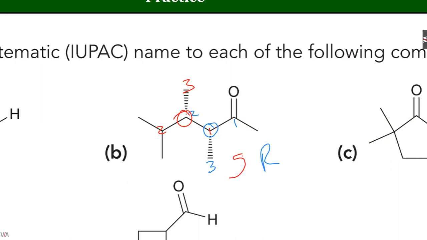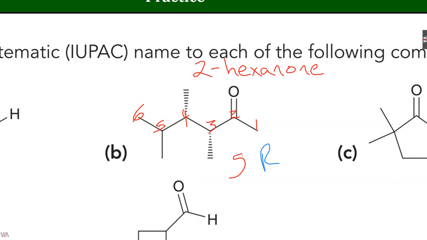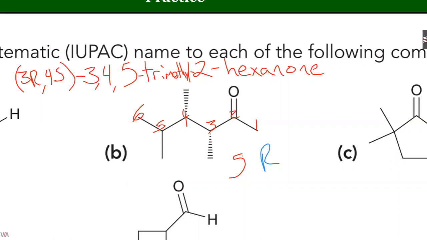So the actual name then, if I erase all of this so we can count everything: 1, 2, 3, 4, 5, 6. So hexanone, and it's 2-hexanone, 3,4,5-trimethyl. And it's going to be 3R, 4S. 3,4,5-trimethyl-2-hexanone.